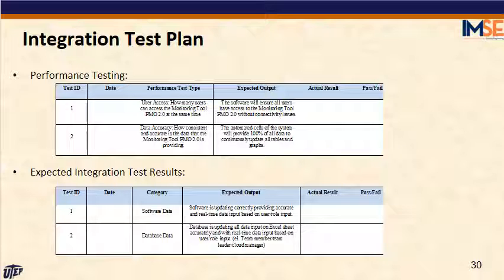In terms of the expected integration test results, the expected test will let us know if the database or Excel spreadsheet is being updated accurately and with real-time data that is input based on the number of users that have access to the database. This includes ensuring that the database considers the numerous roles and their respective access levels to the monitoring tool PMO Excel sheet.